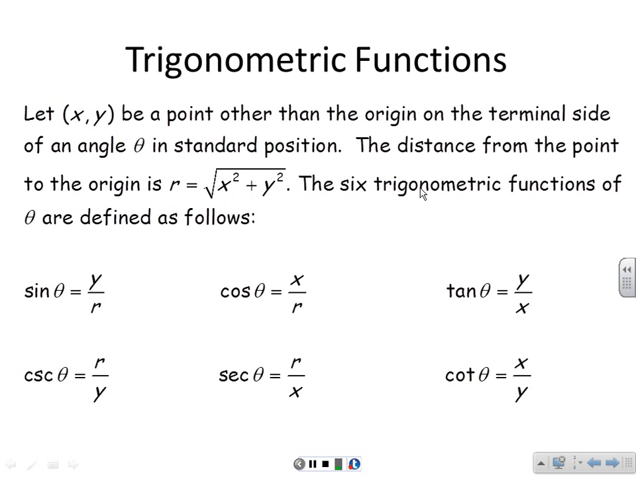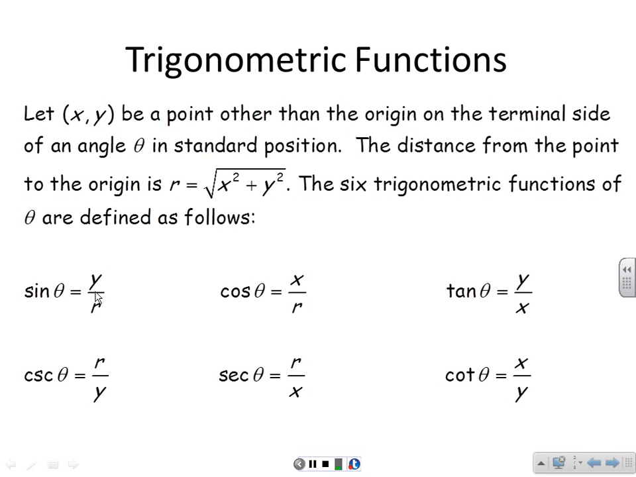The 6 trigonometric functions of theta are defined as follows. Most of us know this, but we have to think of it in terms of an ordered pair in order to do this section. So again, you have your (x, y) point, and r is the distance from the origin to that point. Sine of theta is going to be y over r. Cosine theta is going to be x over r. Tangent theta is going to be y over x.